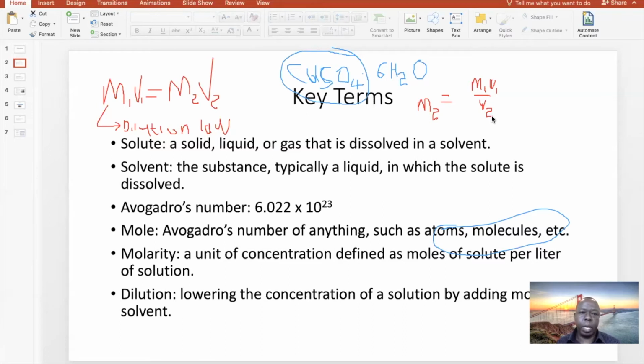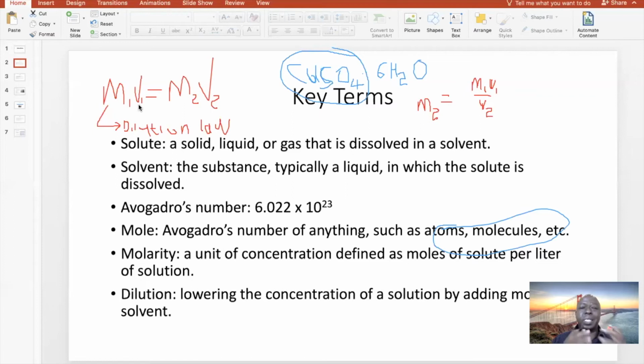This is just like the density. We call this the dilution law or dilution equation. We will be using that as well. So there are two methods of determining molarity or concentration, M for molarity. You got to know which equation is appropriate. This is when we already have a solution with known molarity. We use this equation.